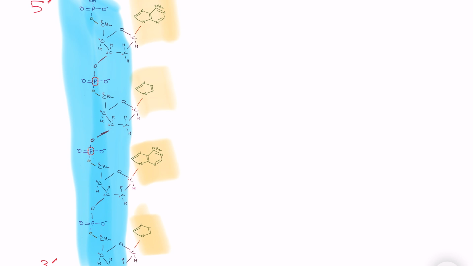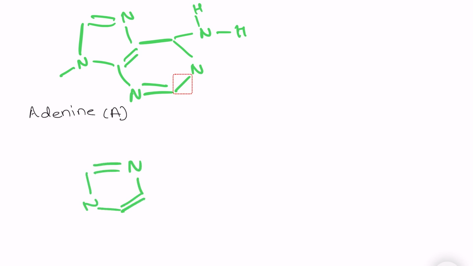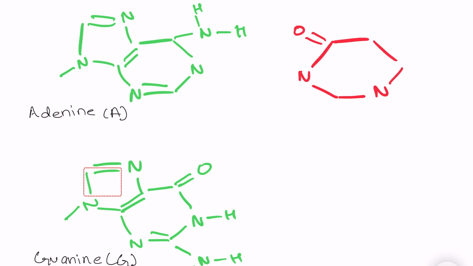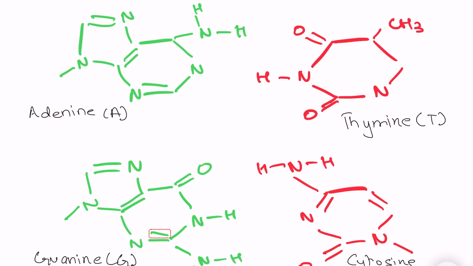A DNA molecule actually consists of two chains of nucleotides which are antiparallel to each other, meaning that this chain will have the 3' end here, and the nucleotides face each other. The two strands of DNA are held together by hydrogen bonds present between the nitrogenous bases. A DNA molecule has four different types of nitrogenous bases. Adenine, abbreviated as A, and guanine, abbreviated as G, have a two-ring structure, while thymine, abbreviated as T, and cytosine, abbreviated as C, both have single-ring structure.